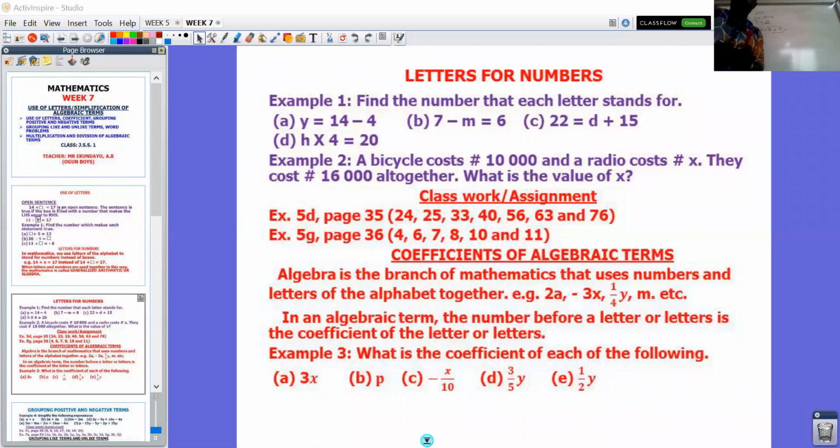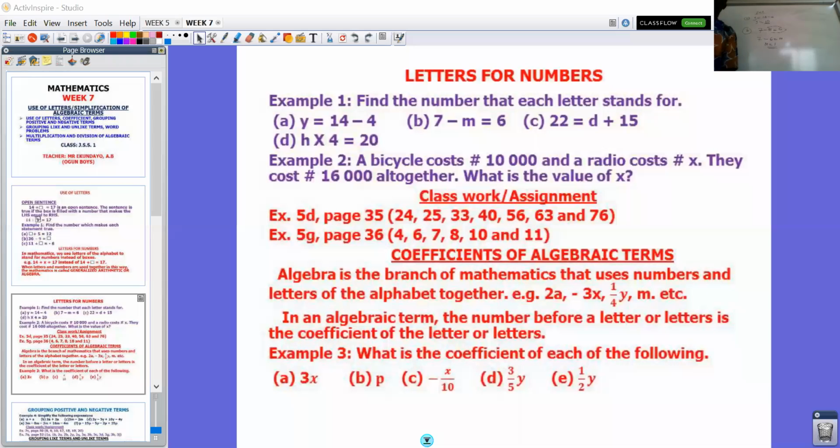When a positive number crosses the equality sign, the sign will change to negative. And if it is a negative number that is crossing the equality sign, the sign of that particular number or letter will change to positive. So this is plus 6. If I move it to this side, that will be minus 6. Then this is minus m. If I move it to this side, that will be plus m. So 7 minus 6 is 1. So my m is equal to what? 1. That is the result of that.